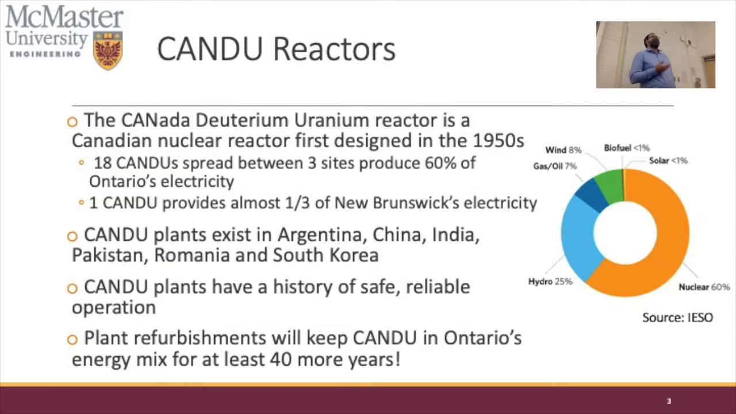So just a little bit of background on nuclear power in Ontario and CANDU reactors. The Canada Deuterium Uranium Reactor is a Canadian nuclear reactor that was first created in the 1950s. There are 18 operating CANDU reactors spread across 3 nuclear power plants in Ontario, and collectively they produce 60% of the province's power. There's also 1 CANDU reactor in New Brunswick and a number of CANDU reactors spread across the world. And together these plants have a long history of safe, reliable operation. And importantly for Ontario, the ongoing plant refurbishments mean that CANDU reactors will be part of Ontario's electricity production for at least the next 40 years.